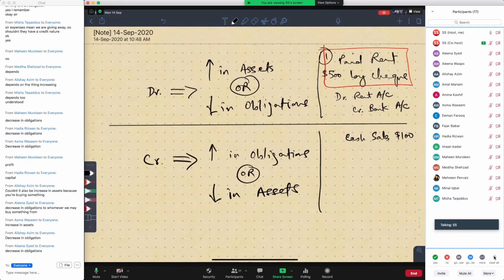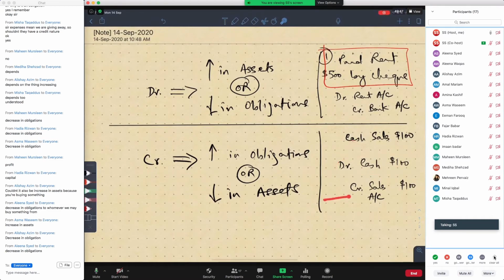Cash sales means sold goods and you receive the cash immediately, right? So cash sales $100. That means your debit will be cash 100, and you will credit the sales account. We have seen it in the previous chapter. This is what we end up doing. We debit the cash account and we credit the sales account. There is no problem in seeing the debit to the cash account. Your cash asset is increasing.